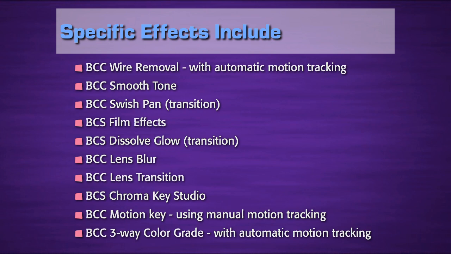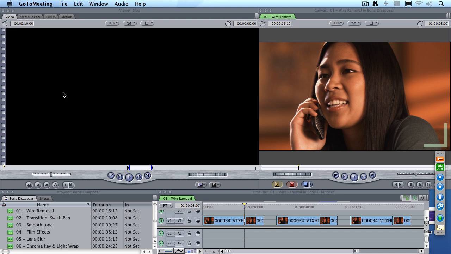Specifically, I want to focus on the following effects: BCC wire removal, which shows automatic motion tracking; smooth tone, swish pan, which is a transition; film effects, dissolve glow, which is also a transition; lens blur and lens transition; Chroma key studio and motion key, which is very close to magic, and this one I'll show using manual motion tracking, and we'll wrap up with a three-way color grade showing automatic motion tracking. Motion tracking is built into many of the filters inside Boris Continuum Complete. So with that as a preamble, let's get started.